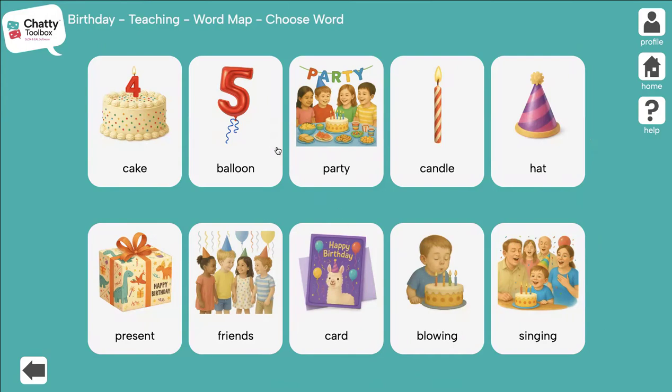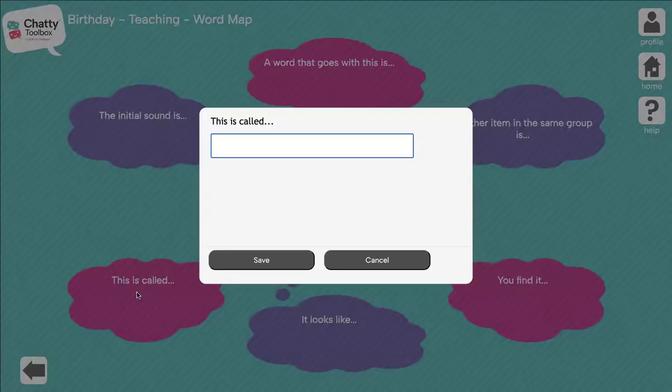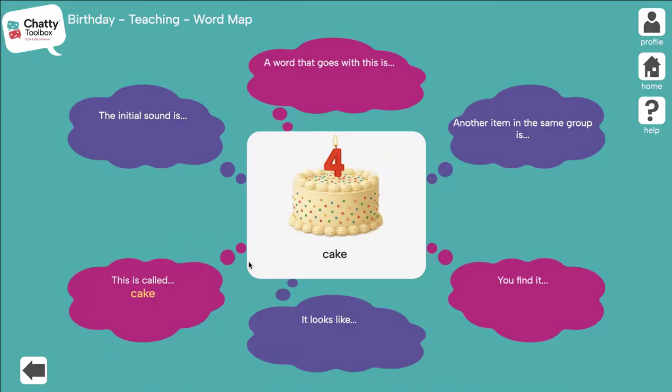So any one of these we can bring up, cake, and we can use this as a tool to review and check how much children are remembering. So if you click on the word, cake, it will say it. So let's just go around this. What's this called? It's obviously called a cake. Can the children remember that?